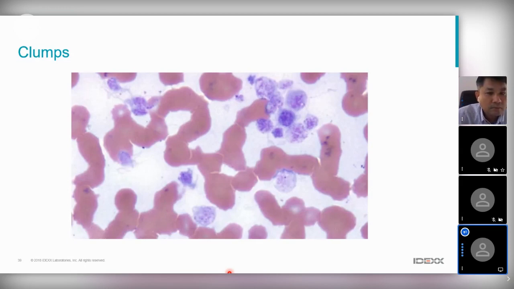The only way to get an accurate platelet count when there are clumps is by doing a manual count from a blood film. So the good thing with the IDEXX analyzer is that it gives you the signal that the platelet clumps are there, so you can analyze them microscopically as well through a blood film. Over to you, Professor Tan.